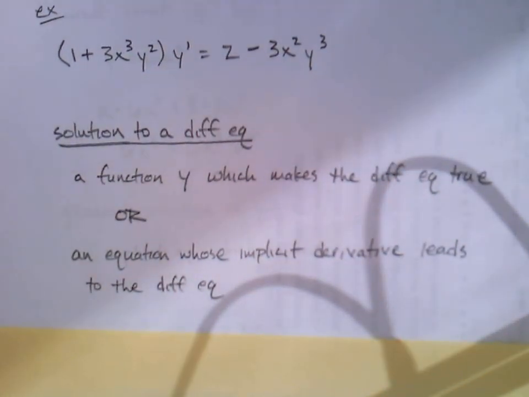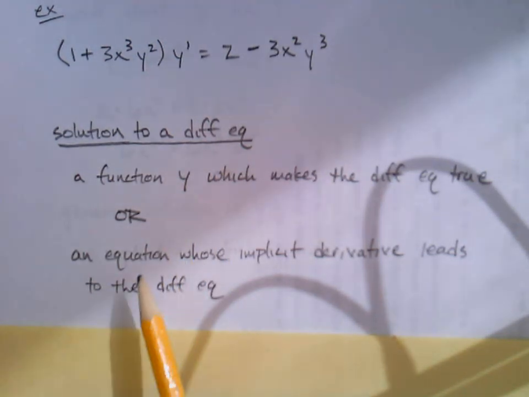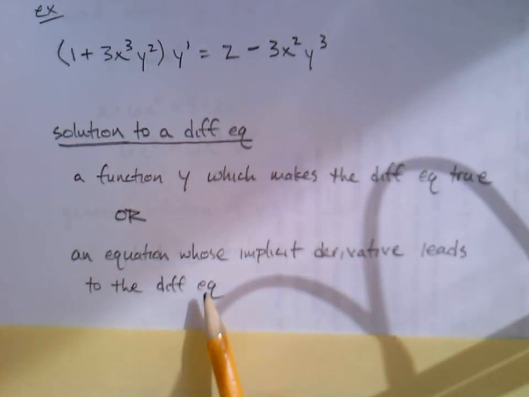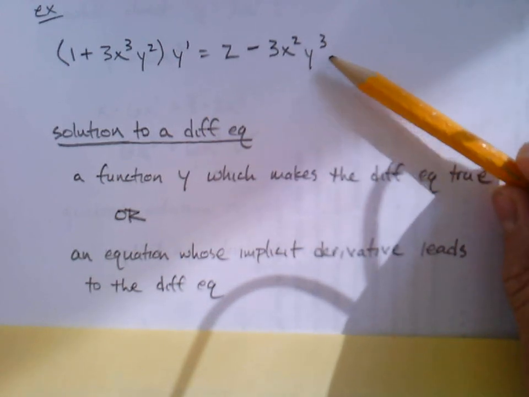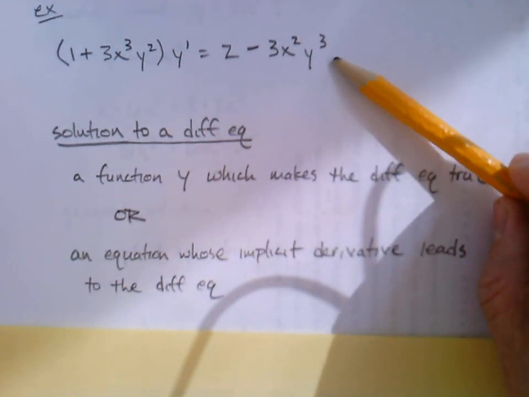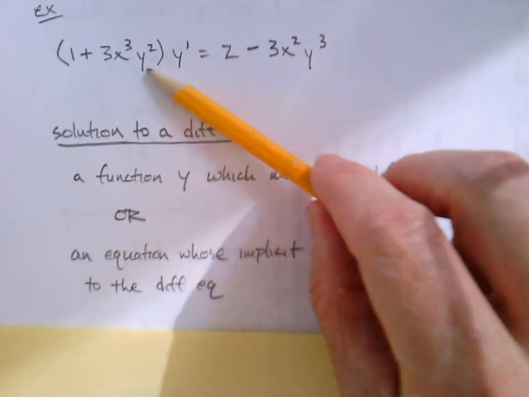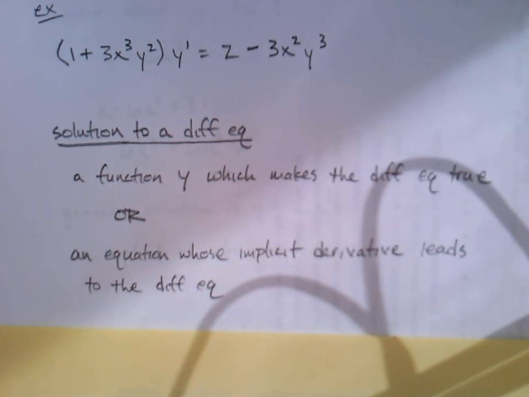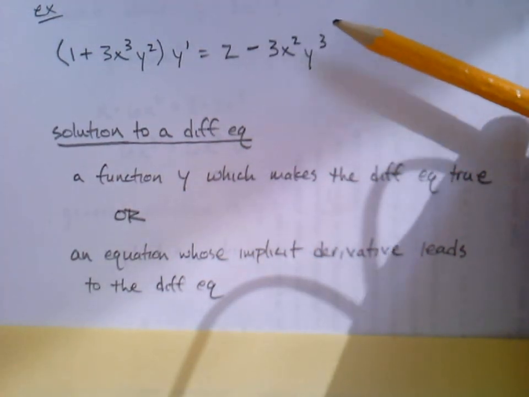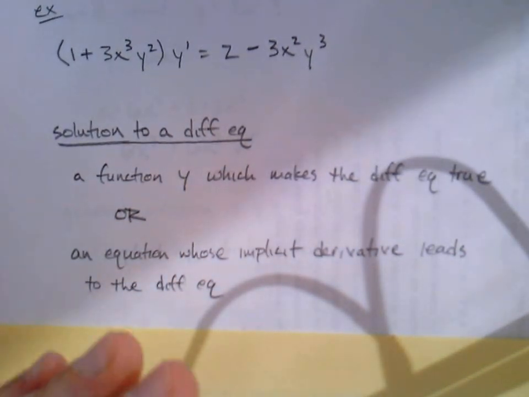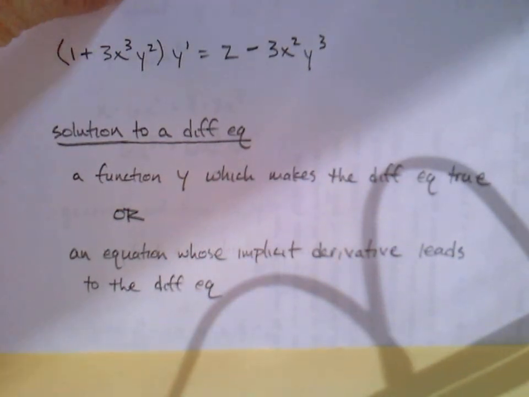Or there's this other way we can think of a solution: an equation, not a function this time, but an equation whose implicit derivative leads to the differential equation. Actually, that's going to be the case here. So it turns out there was another equation where if you take the implicit derivative, it would lead you to this statement. So it's a totally different way of thinking of a solution, right? What other equation whose implicit derivative would eventually wind up with that? Okay, so we're going to look at both of these in greater detail as this section develops.